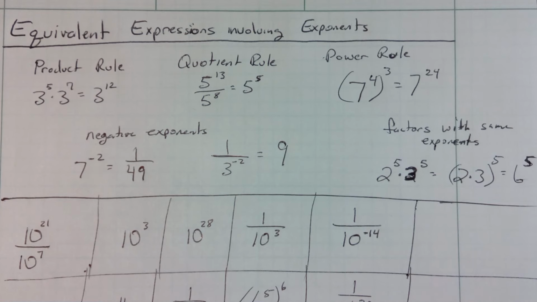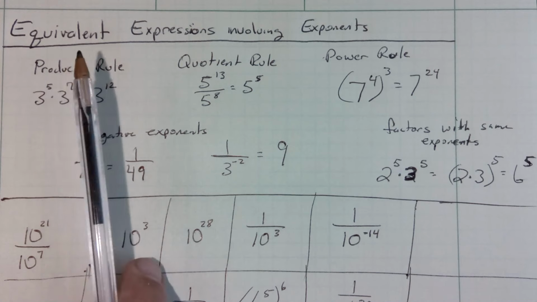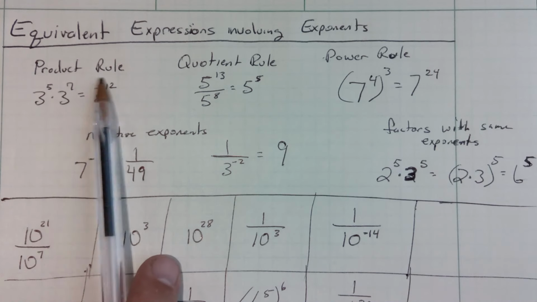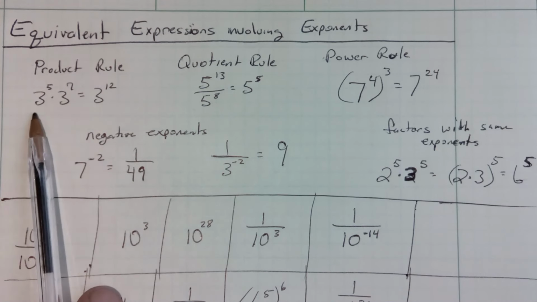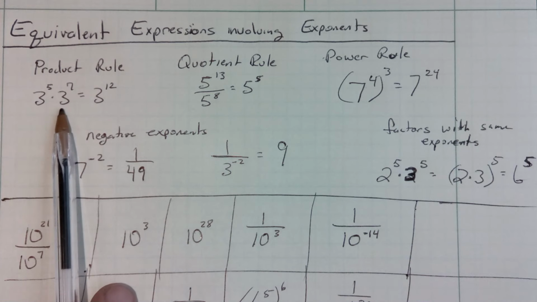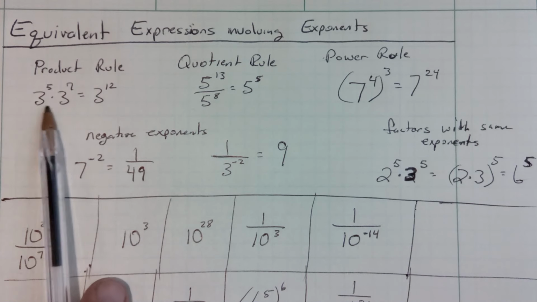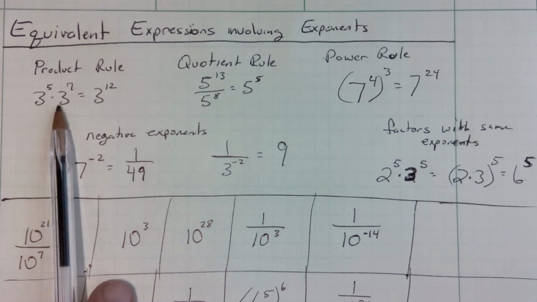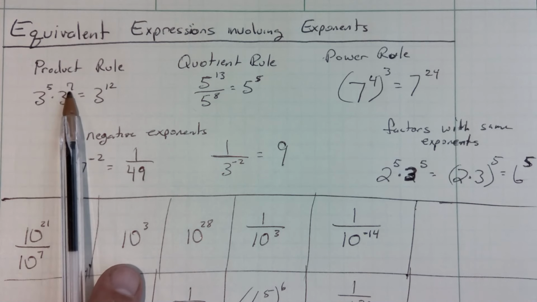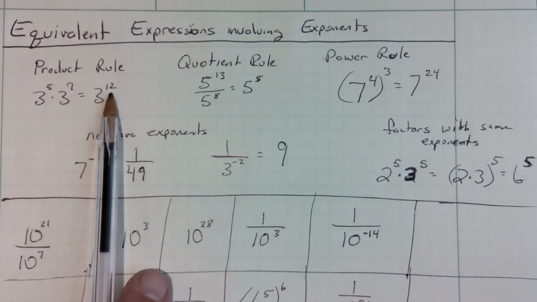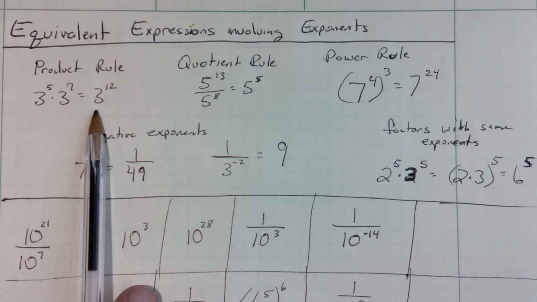Welcome. Today we're going to talk about equivalent expressions involving exponents, trying to help us get better at our exponent rules. So let's do a quick review of exponent rules. There's the product rule, which means if I have the same base 3, raised to different exponents that I'm multiplying together, 3 to the 5th times 3 to the 7th, I just add those exponents, 5 plus 7, and get an exponent of 12 on that same base 3.